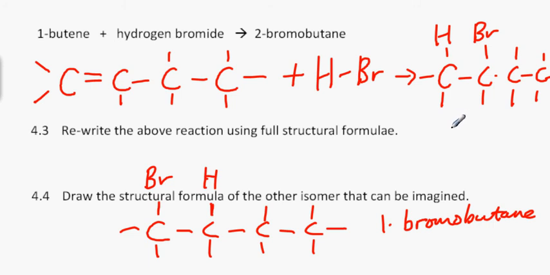Don't be fooled into thinking that they're asking for any isomer here. You could draw another isomer of 2-bromobutane that involved branching, a methyl group off a propane backbone. But this other isomer is referring to the other isomer specifically from this reaction.